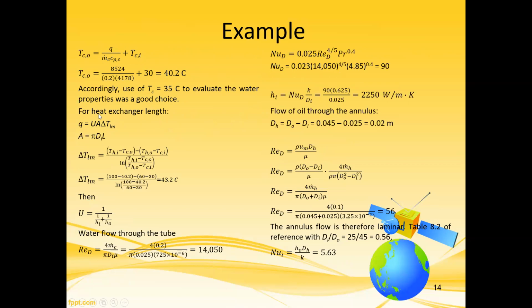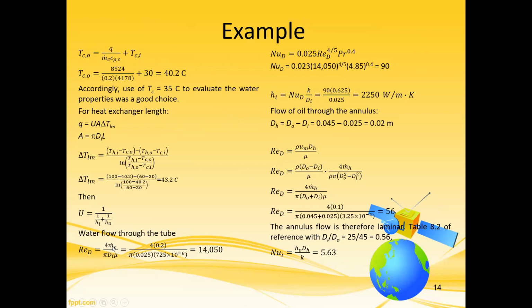So, good. For the heat exchanger length, Q is equal to U A delta T_lm. A is equal to pi D_i L. Delta T_lm is equal to T_hi minus T_co minus T_ho minus T_ci over ln of T_hi minus T_co over T_ho minus T_ci. Substituting values, we get 43.2. Then U is equal to 1 over 1 over h_i plus 1 over h_o, neglecting the thickness of the tube and the fouling factor. Consider it as clean. Water flows through the tube, solving for h_i.